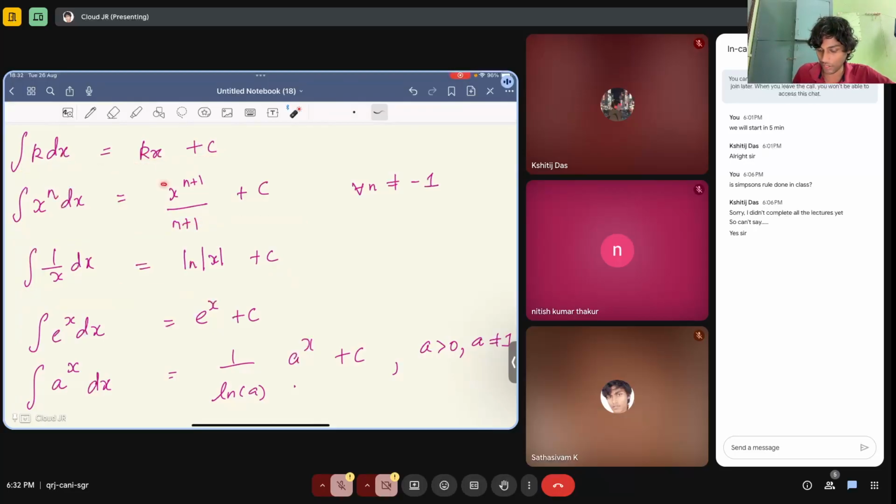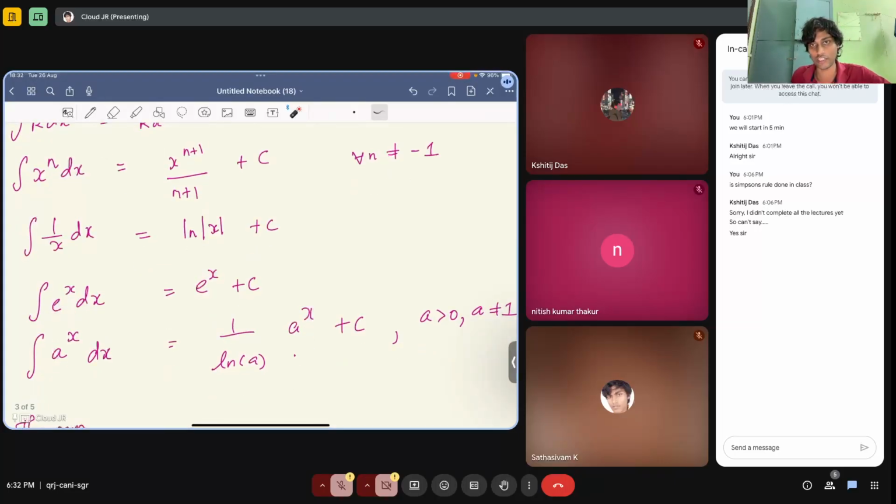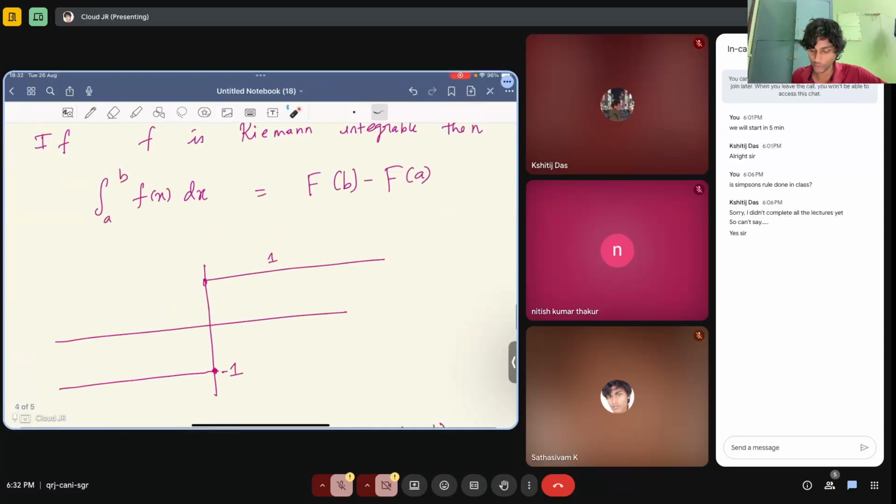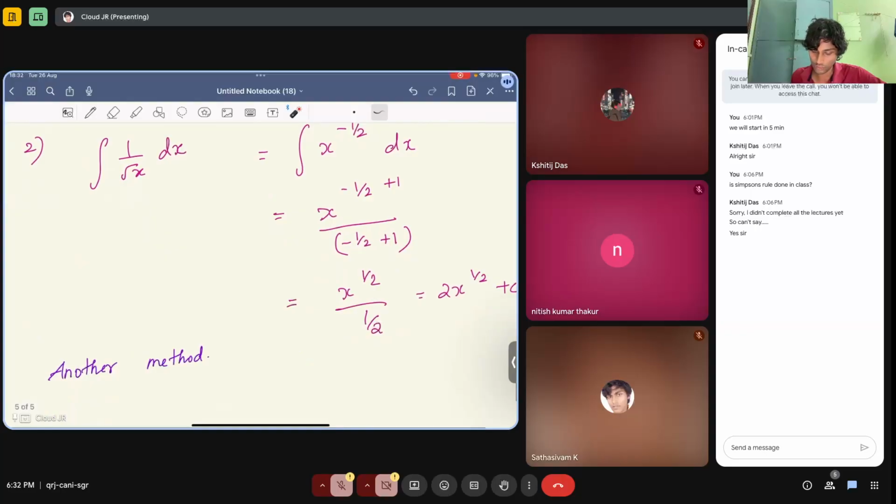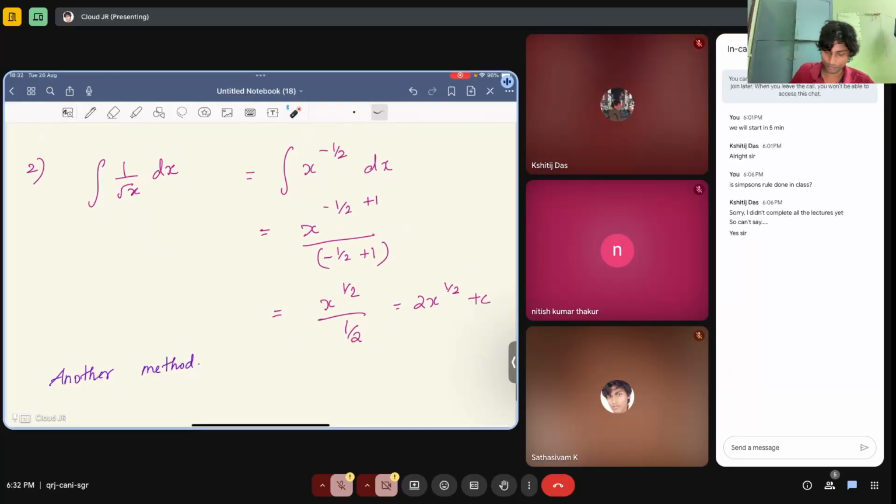Most of the time these things are guesswork. For certain things, you don't need to do much. This is also guesswork, because you know that if you take the derivative of log x, you will get 1 by x. And you know that if you differentiate e power x, nothing happens. So what you said is also true: you can multiply and divide by 2, and then it looks like the antiderivative of x power 1 by 2, and you can simply do the trick.